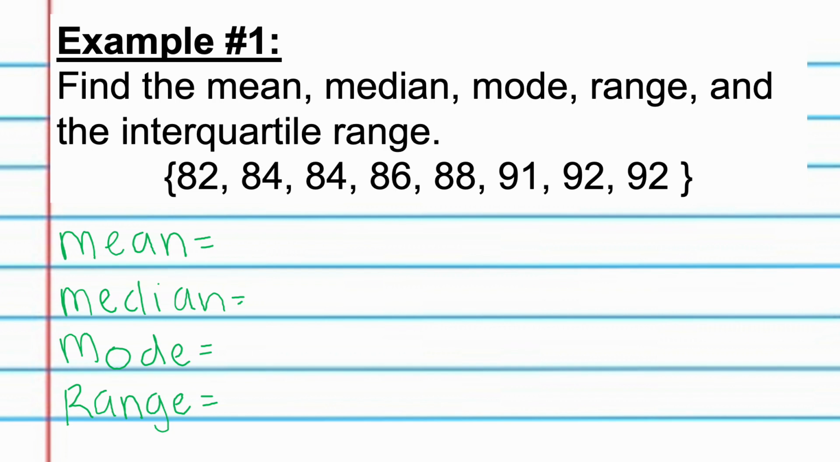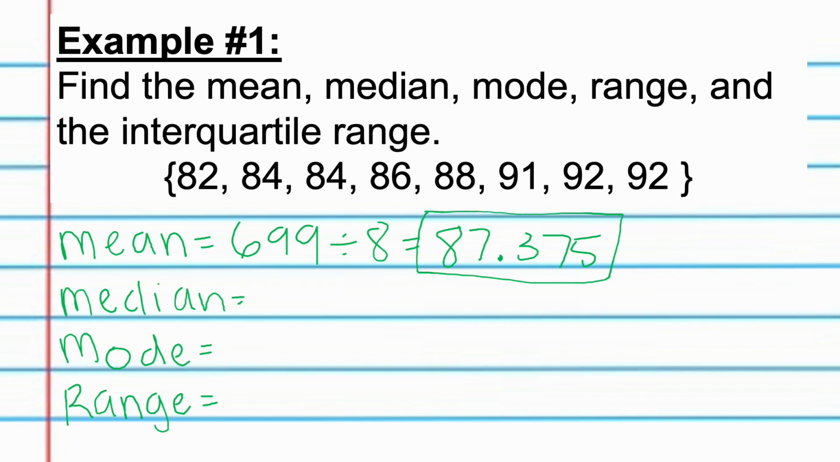For our mean, like normal, we add all of the numbers together, and then we divide by the amount of numbers that we have in our data set. Once we add all of these numbers together, we get 699, and then we have 8 values in our data set. We have 8 numbers in there. Once we divide that, we get 87.375. So that is our mean, or our average.